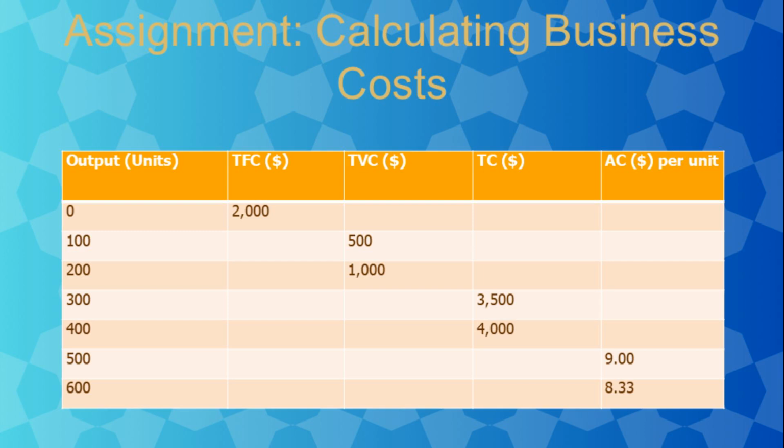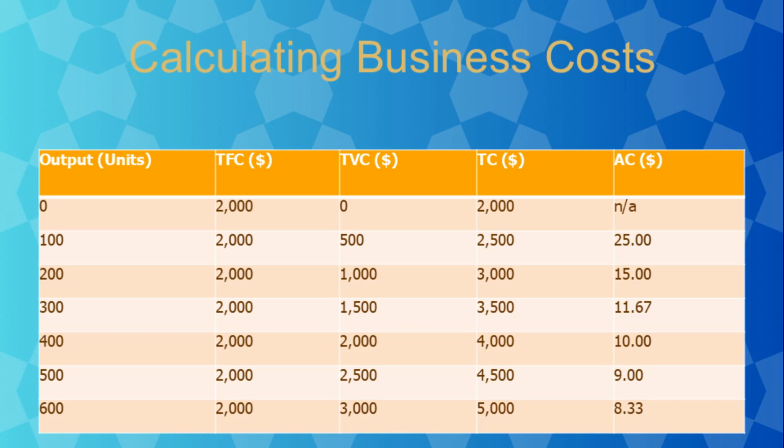Let's apply our understanding of business costs through an assignment. Calculate the total costs and average costs per unit based on different output levels. This exercise will help solidify your grasp of cost management. Here are the calculated business costs for various output levels. Notice how total fixed costs remain constant while total variable costs change with output. This table illustrates the importance of managing both types of costs effectively.